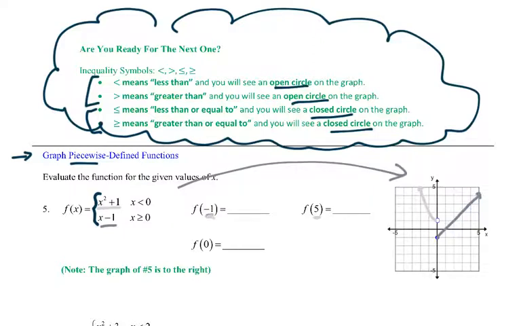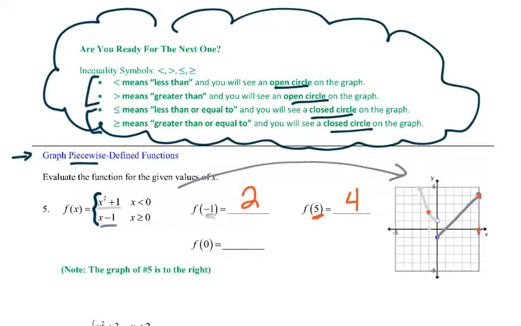So the first one is f of negative 1. So I come to negative 1 and look on my graph of my function. F of negative 1 is equal to 2. That's where I put the point on the graph in red. I can then evaluate f of 5. So I go to 5 on my x-axis and then go to where the graph is. Where x equals 5, the function equals 4.